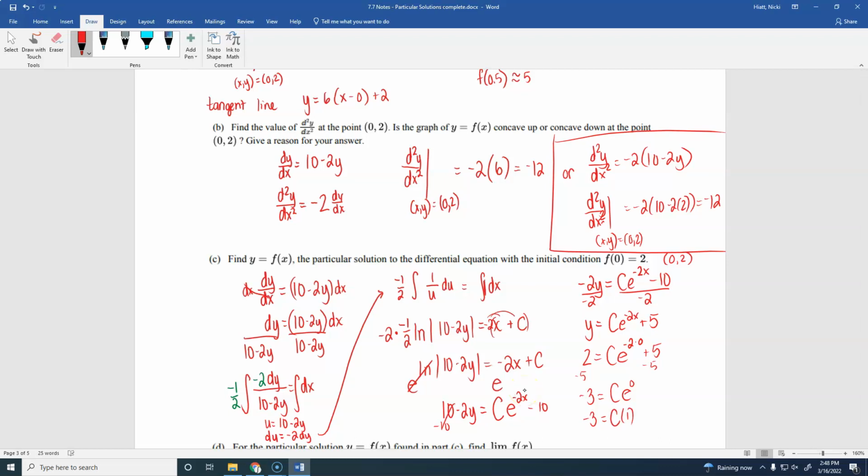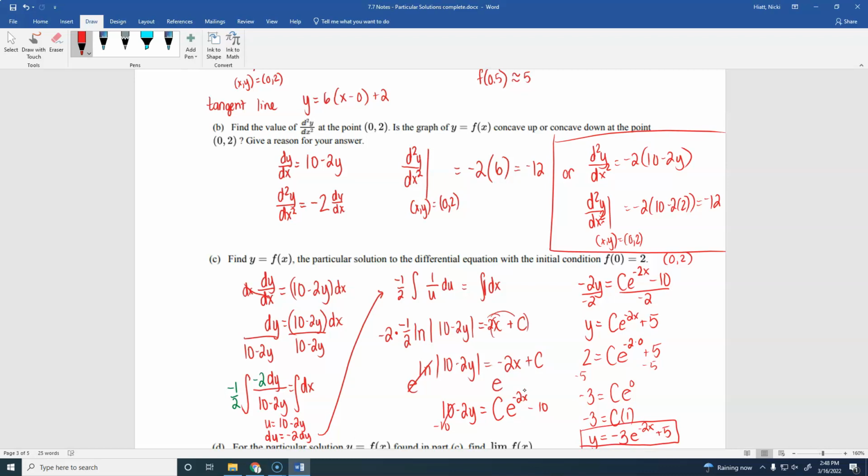So you do need to plug that back in. So y equals -3 e to the -2x plus 5. And that would be your answer there.